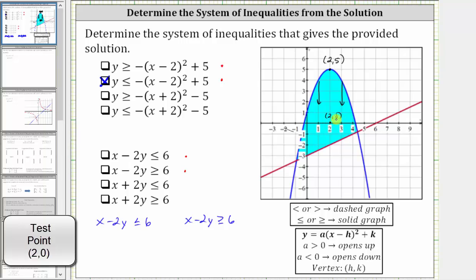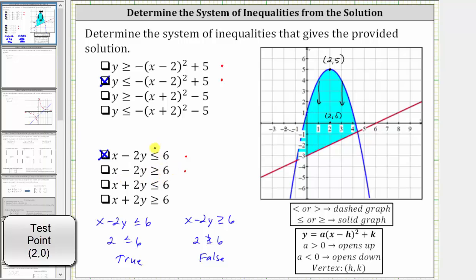So again, we substitute 2 for x and 0 for y. We get 2 is less than or equal to 6, which is true, which means this first inequality is the second inequality that makes up the system. Notice how if we substitute 2 for x and 0 for y here, we get 2 is greater than or equal to 6, which is false, which is the reason why the second inequality is not the correct inequality.